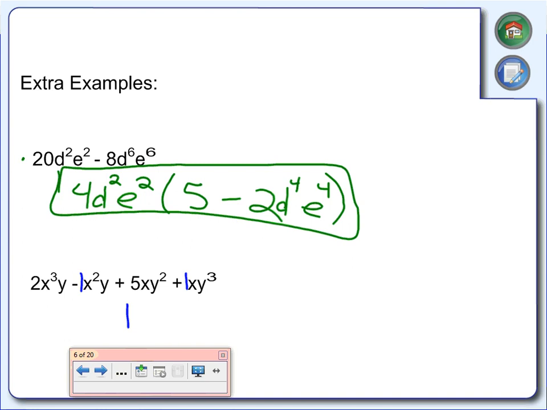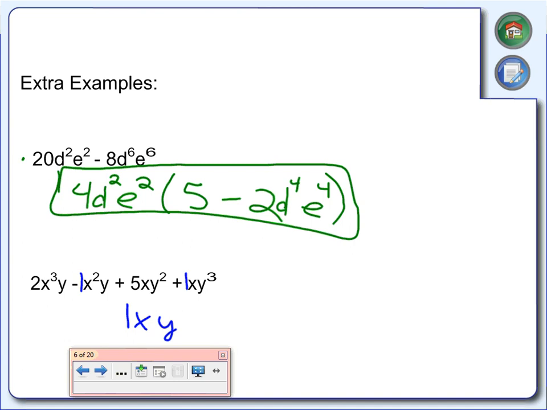Do they have any letters, variables in common? Samantha, what letters do they have in common? Letters, variables. X and Y. Notice all of these have an X and a Y. But since they all have an X and they all have a Y, we got to pick the one with the smaller exponent. That's the GCF, the greatest.